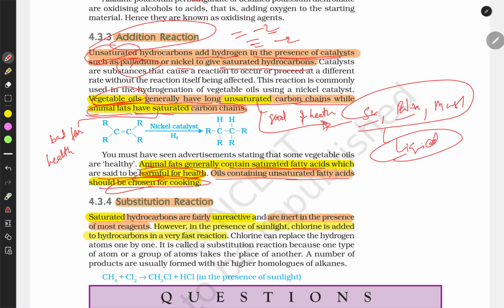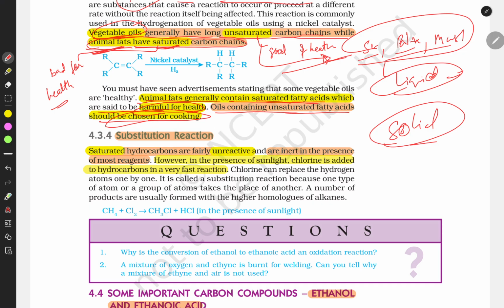So the major difference by which you can identify whether it is a plant fat or an animal fat is this. Animal fat, like cow ghee, is solid at room temperature, and it is saturated, which is not good for health. However, vegetable fat is liquid at room temperature, and it is unsaturated. It has an unsaturated carbon chain, and it is good for health.